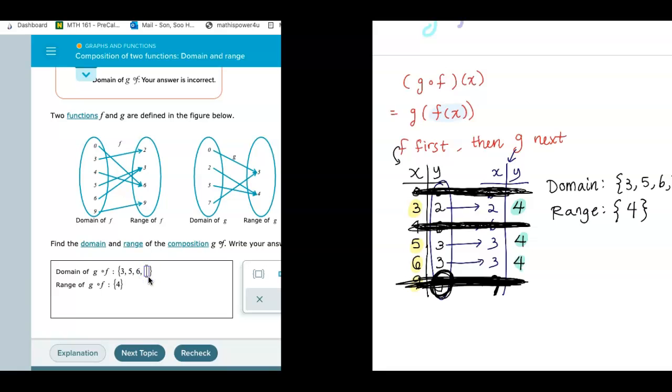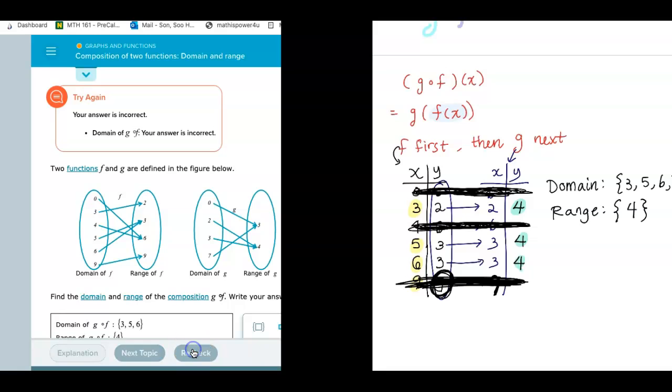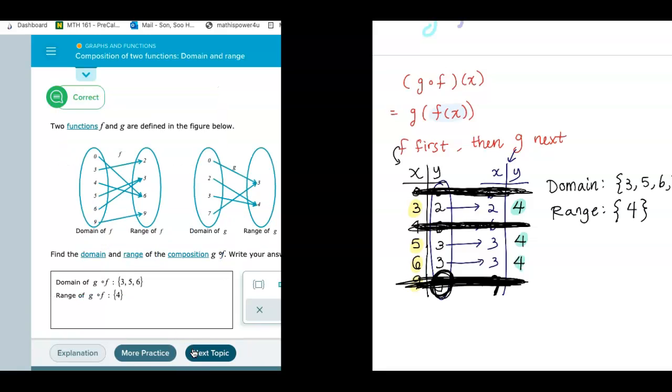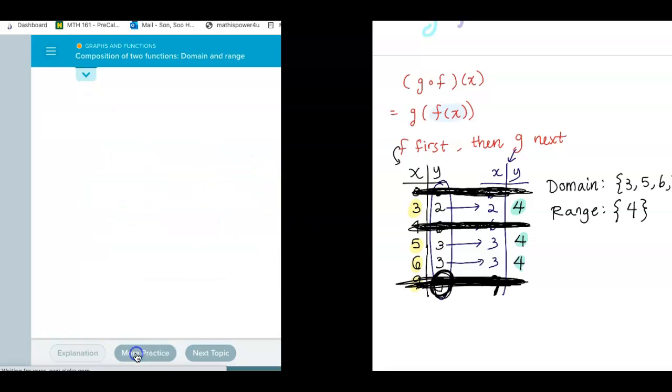So if I take out the 9 and click on check answer one more time, they're going to say it's correct. Yay! So I'm sorry I made a mistake. I hope that didn't confuse you too much. But because I made a mistake, I'm going to do another one, okay? I'll click on more practice.